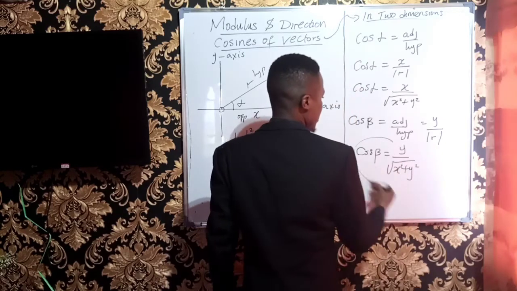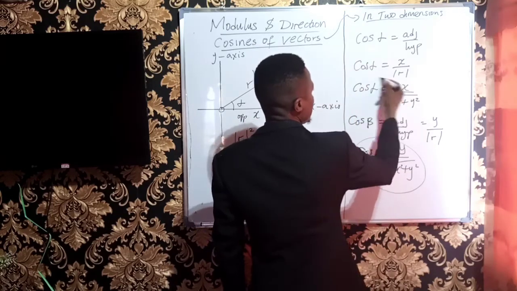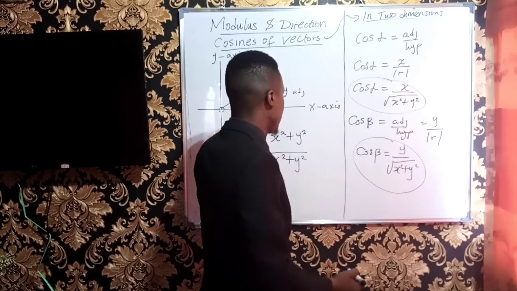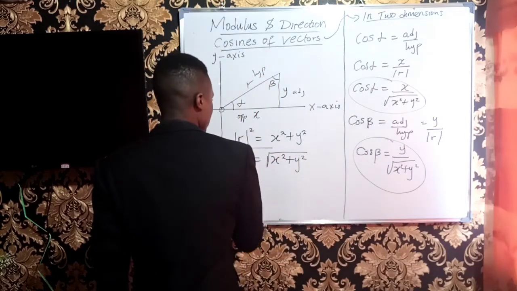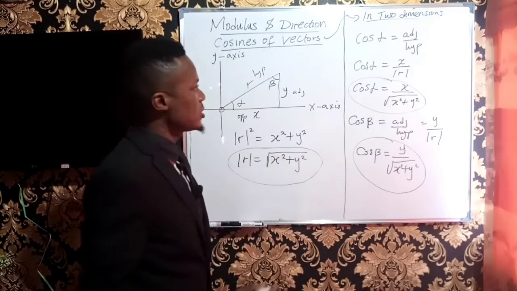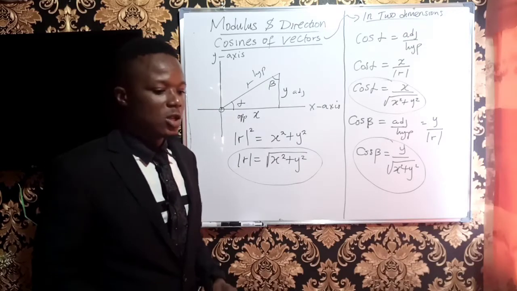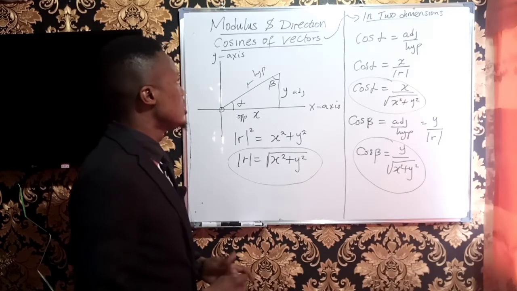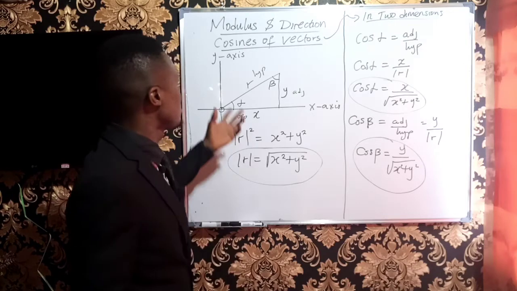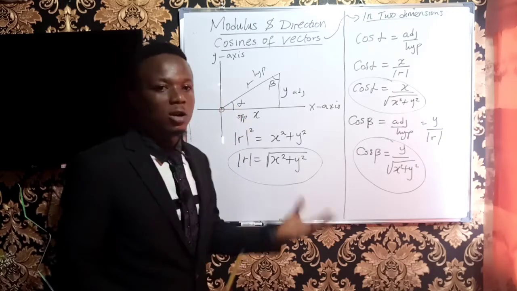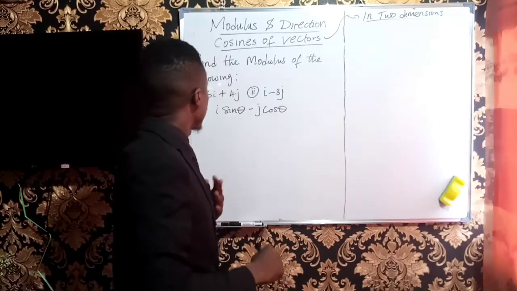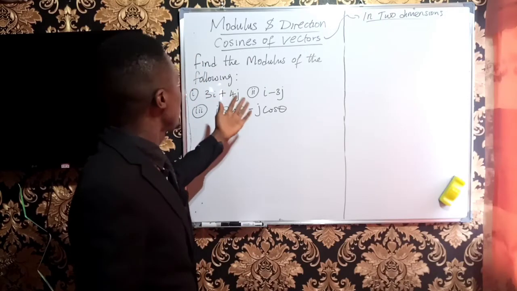So this is the formula you use in getting cos beta, and this is the formula you use in getting cos alpha. This is also the formula we use whenever you are asked to get the direction cosines. So we are going to take some examples to make you understand what these modulus and direction cosines are all about.